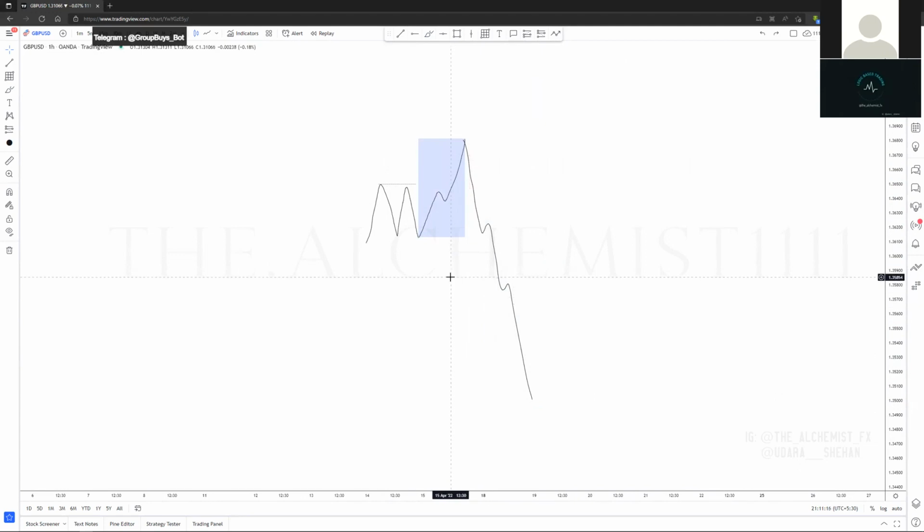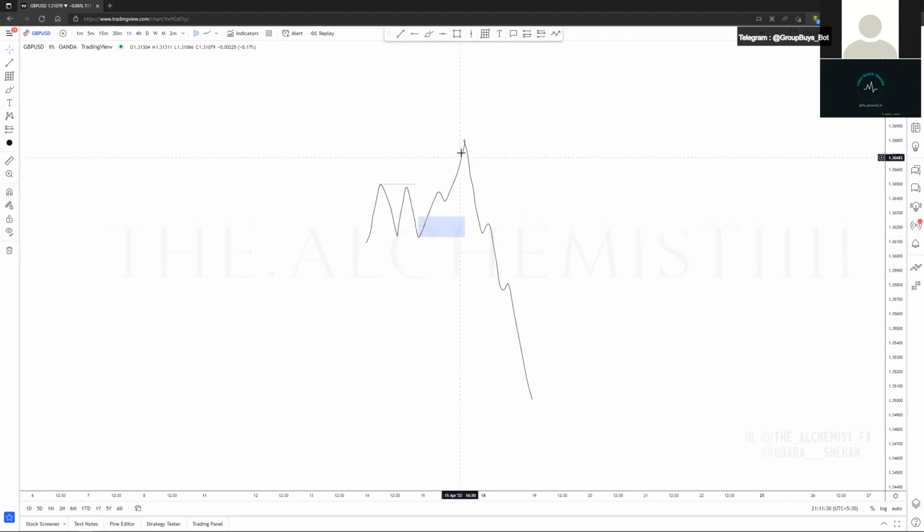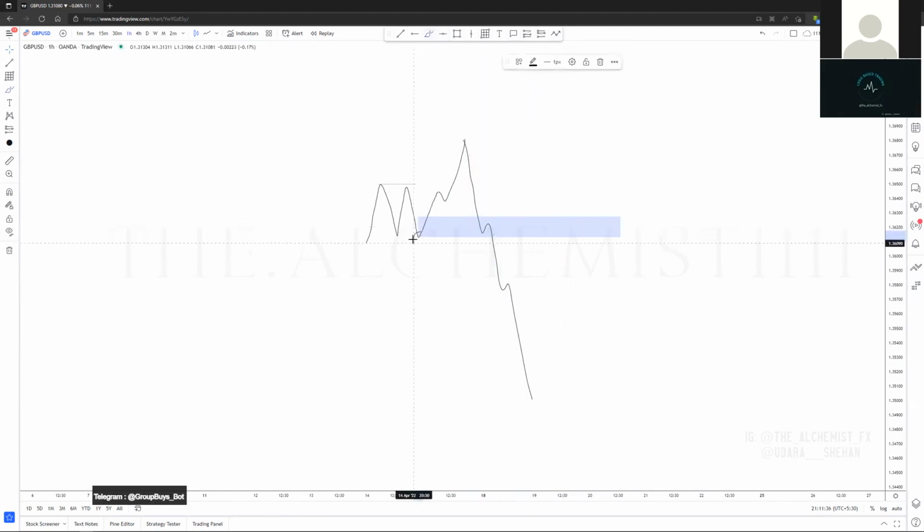Now, if you drop into a lower time frame, you can refine it to one single candle that is down here. The last down move before the expansion to the upside is what we call the breaker block. Okay, this is what we call the breaker block, guys. This is the last injection of buys before the sells, right?